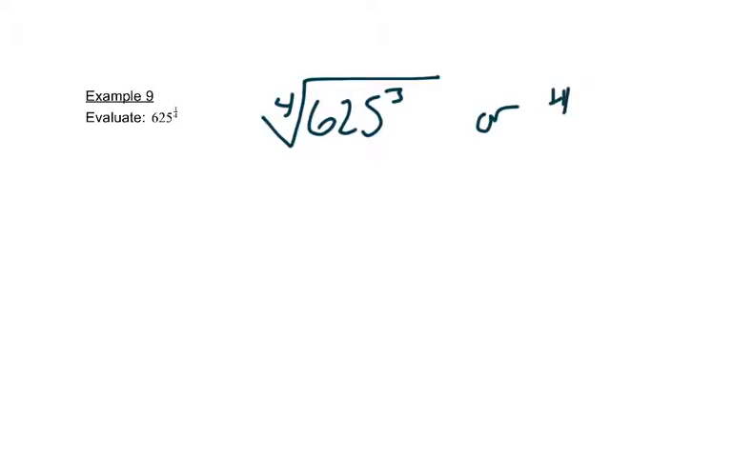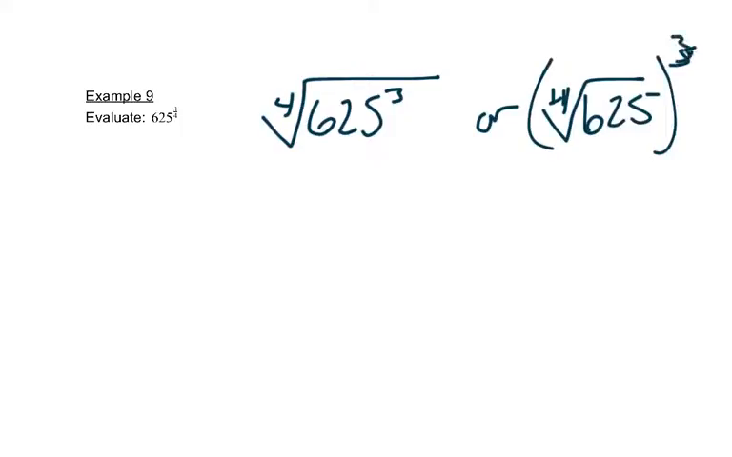So now let's look at how to do this when we're given some other problems. Remember that this 4 in the bottom of that fraction exponent means that we have the 4th root of 625 cubed, or we can write it as the 4th root of 625 with the cubed outside the parentheses. This way we'll keep our numbers a little smaller, so let's look at it like that.